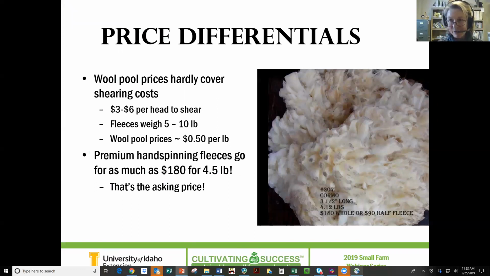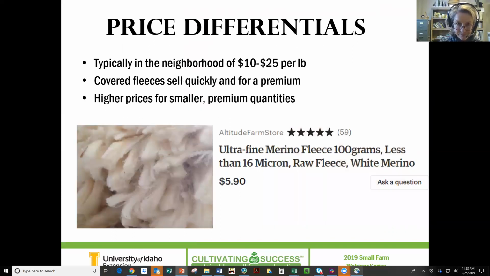But still, we're going to do some math just to emphasize my point: it costs a lot to take a raw fleece to the point of yarn, and it's very hard to recoup that money in terms of reselling it. I think good fleece is typically in the neighborhood of $10 to $25 a pound. It'd be more realistic to aim for something. However, covered fleeces sell quickly and for a premium. It is a lot of work to keep your sheep in covered fleeces, but even if you can keep some of your very best that way, it'll pay for itself.